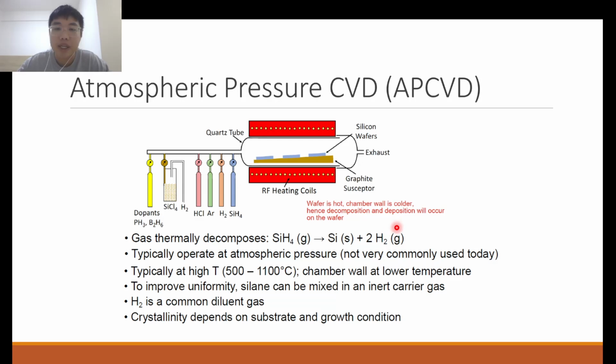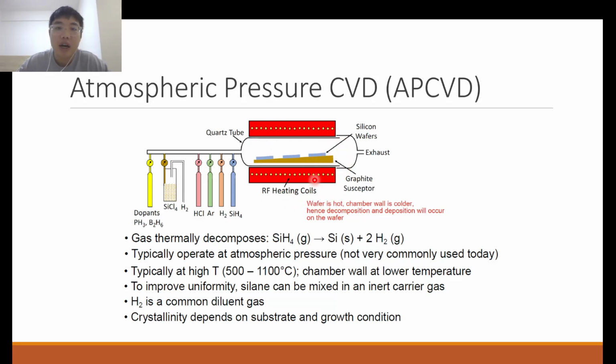An example is, let's say you want to grow silicon through a CVD setup. You can simply pump in silane, and silane can decompose into silicon and hydrogen gas. However, in other setups, you may want to pump in certain dopant gases to dope the silicon that is being CVD deposited on your wafer.